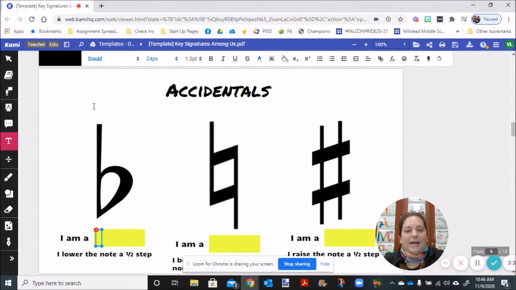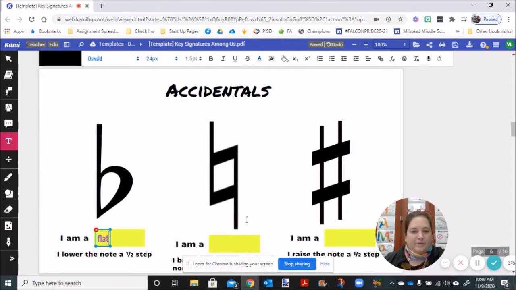And it says, I am a blank. What is the name of this symbol? By watching the video that I just asked you to watch, you should know, but the answer is flat. F-L-A-T. I am a flat. And you need to memorize a flat sign lowers the note a half step. And I'll explain that more in just a second.